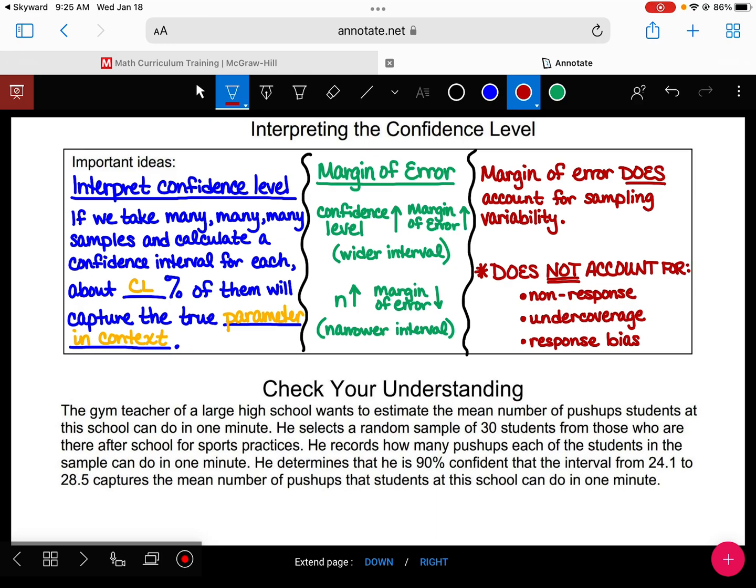I can decrease my margin of error by increasing my sample size. The margin of error accounts for sampling variability. That's why we calculate this interval, because we know there's variability in sampling data. Margin of error does not account for different types of bias. It does not account for non-response bias or undercoverage bias or response bias.